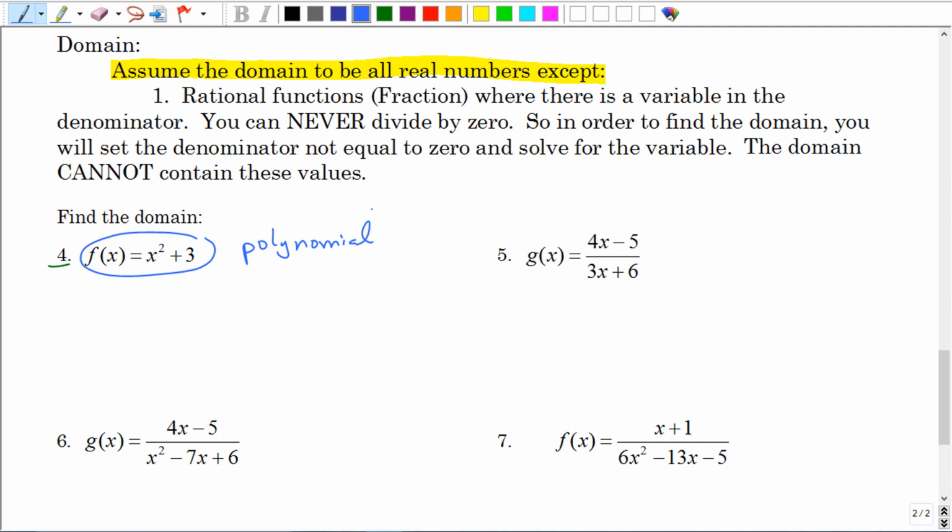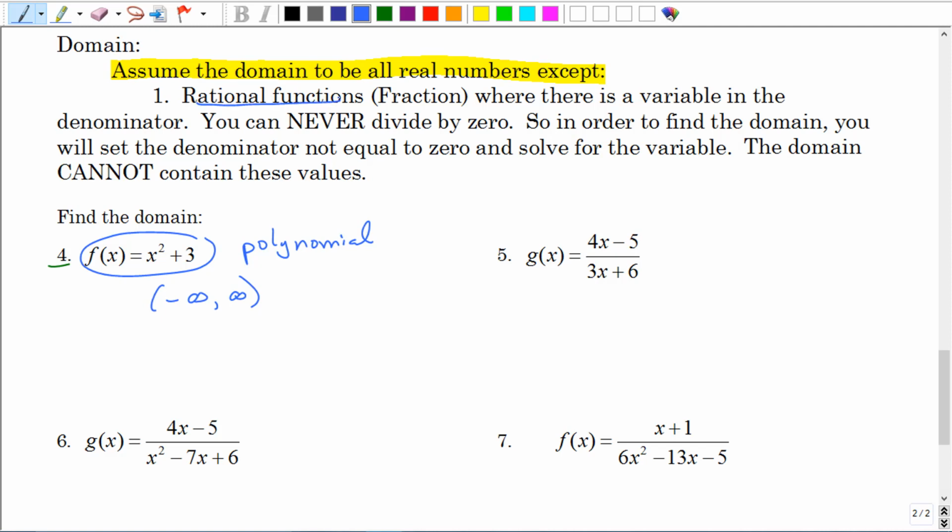If you were to graph that, it would be a parabola. You might remember that. And this domain is all real numbers. And we write that from negative infinity to positive infinity, always with parentheses because you can't really get there. But let's look at those exceptions.